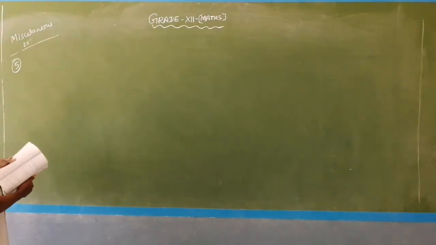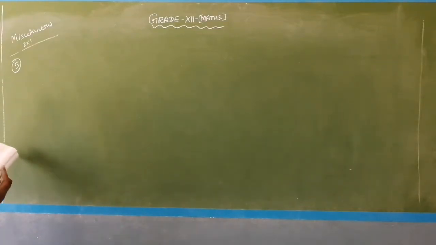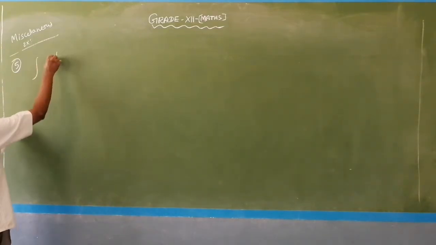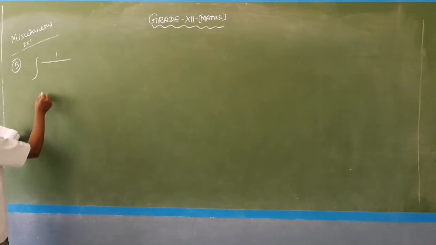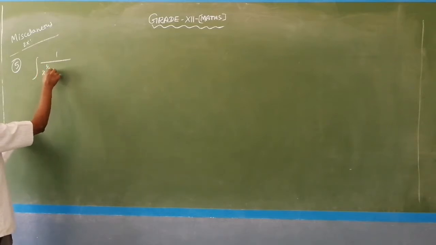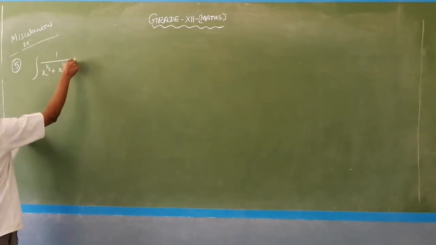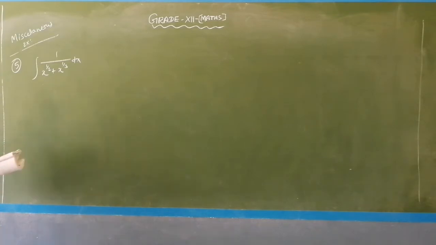Next, question number 5. Integral 1 by x power 1 by 2 plus x power 1 by 3 into dx. They have given you a hint: put x equal to t power 6.